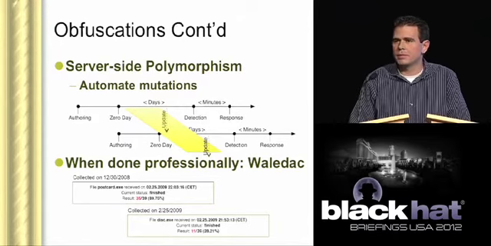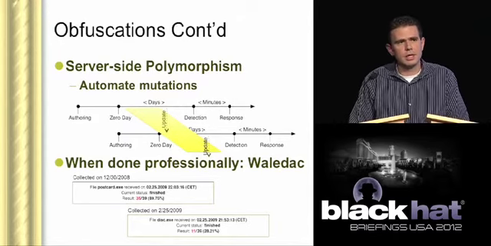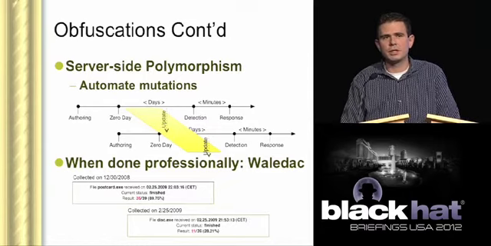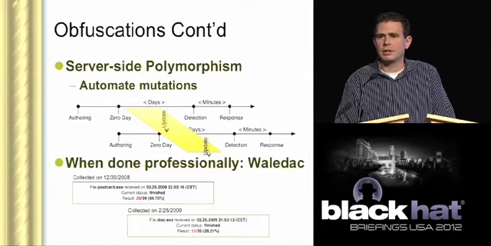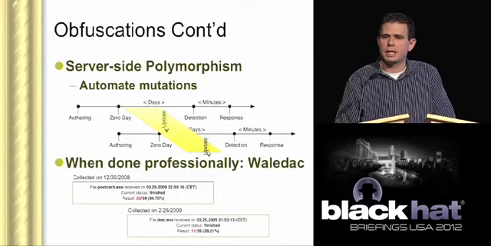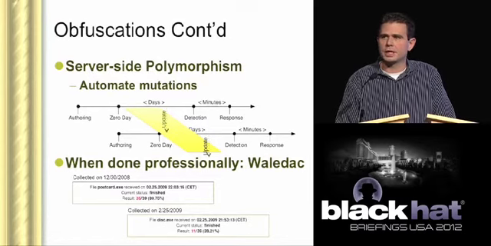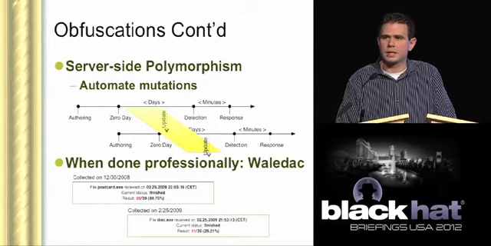So the first sample is well detected. Detections are almost 90%. The second sample has much lower detections, even though the 2 samples, as a function of their execution semantics, aren't really any different at all. So in this case, Wolodeck's use of server-side polymorphism comprises a 60% detection efficacy delta for traditional host-based antivirus tools.